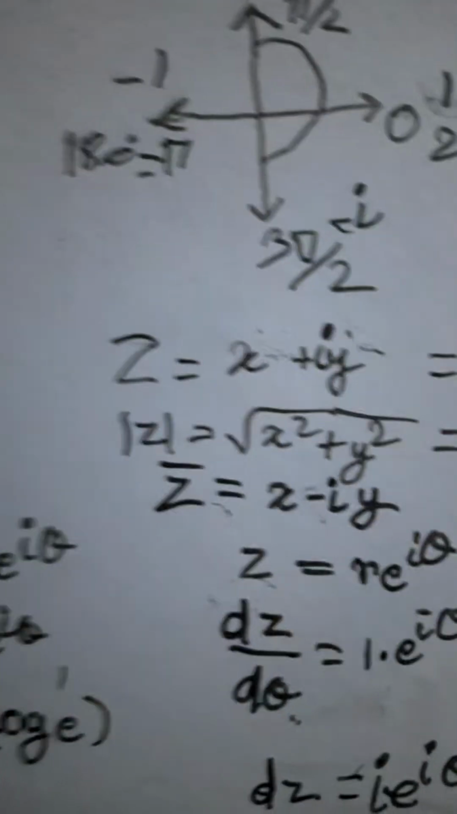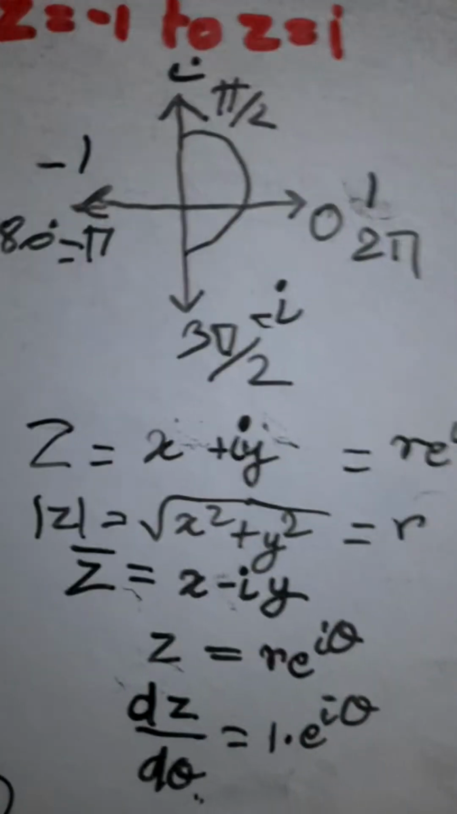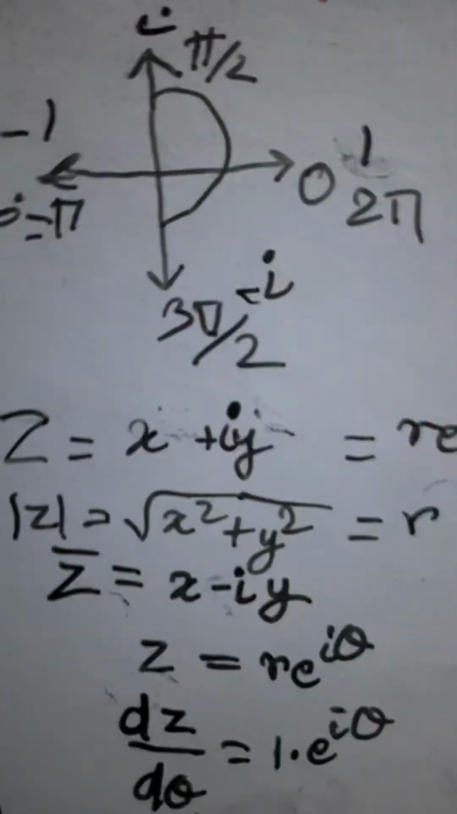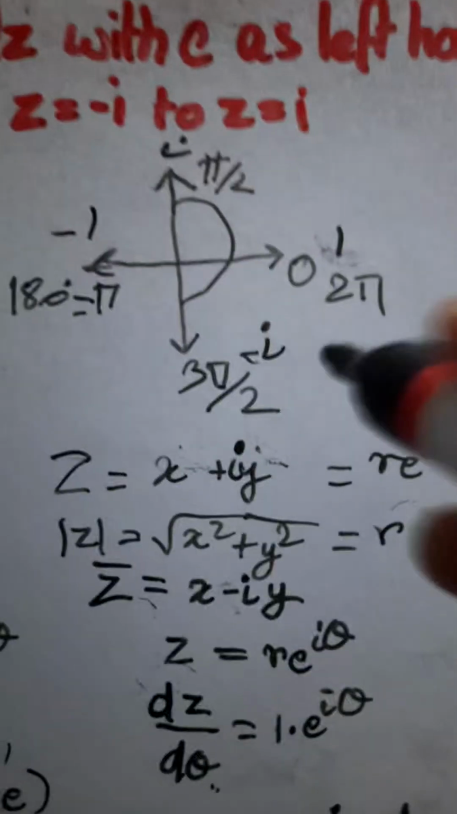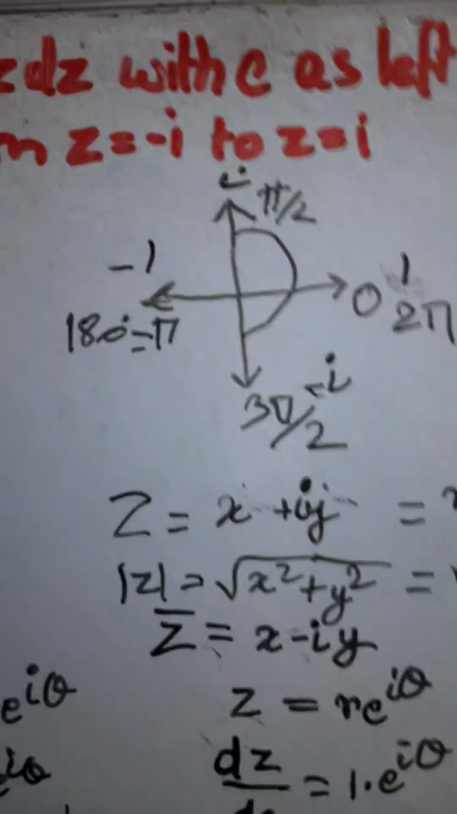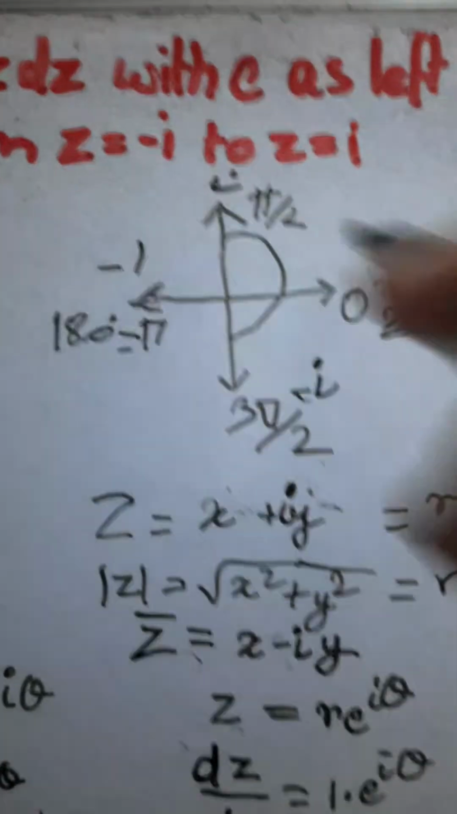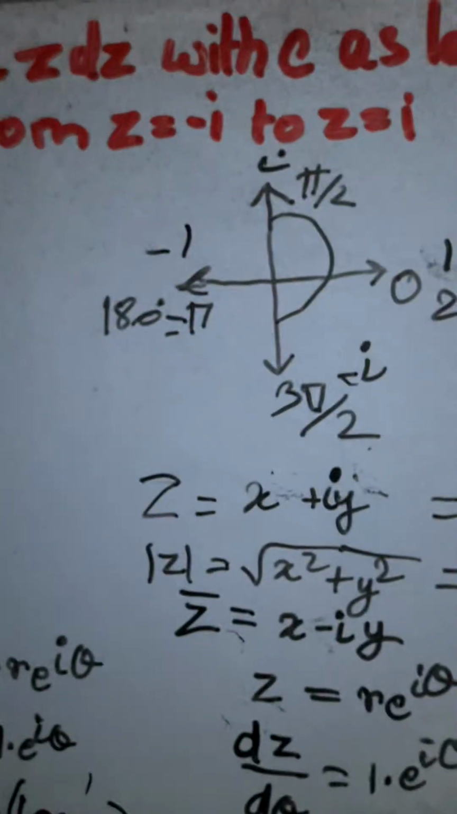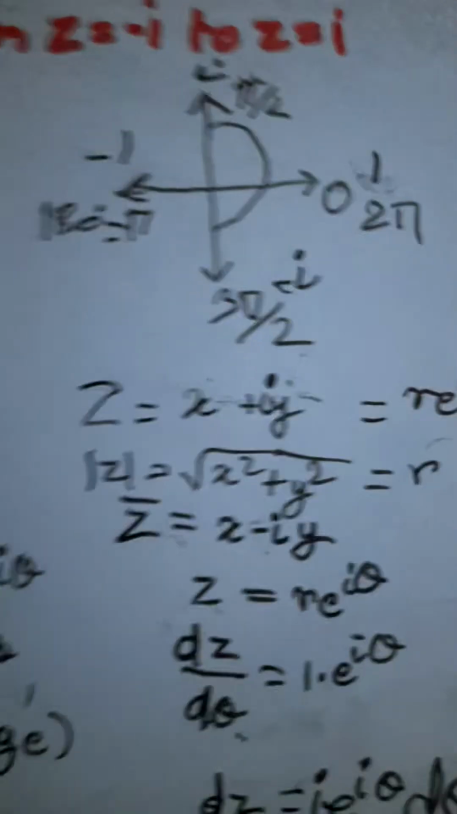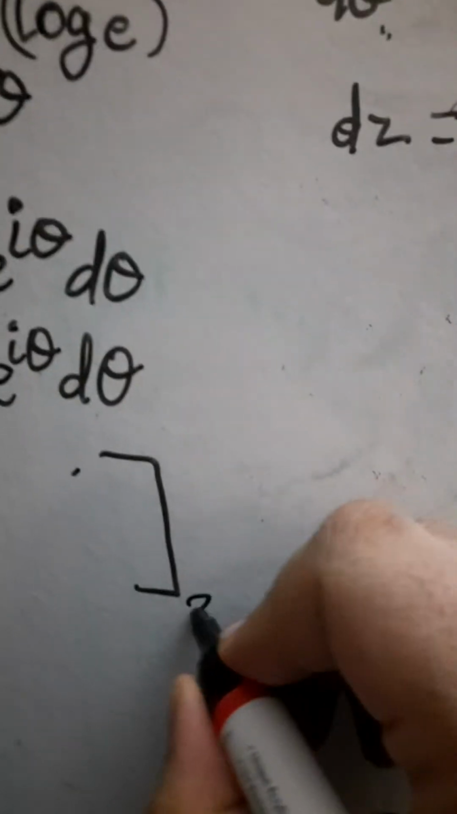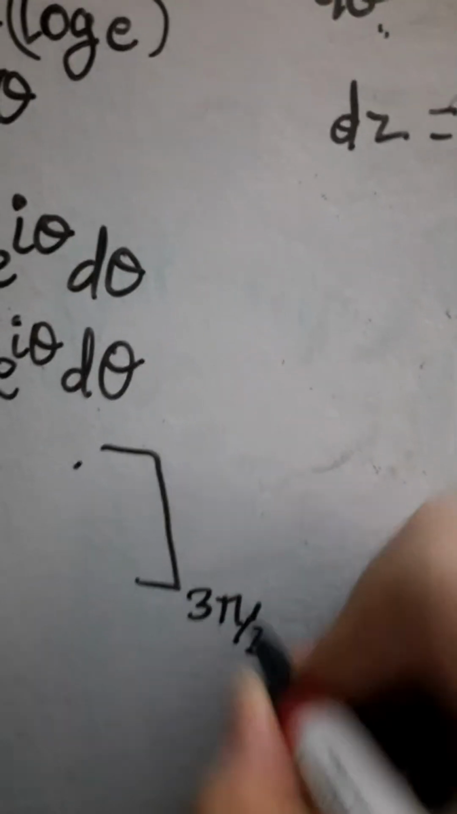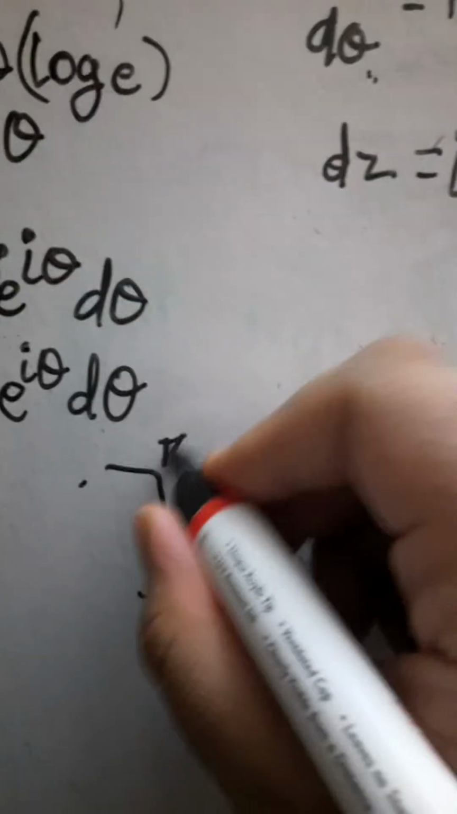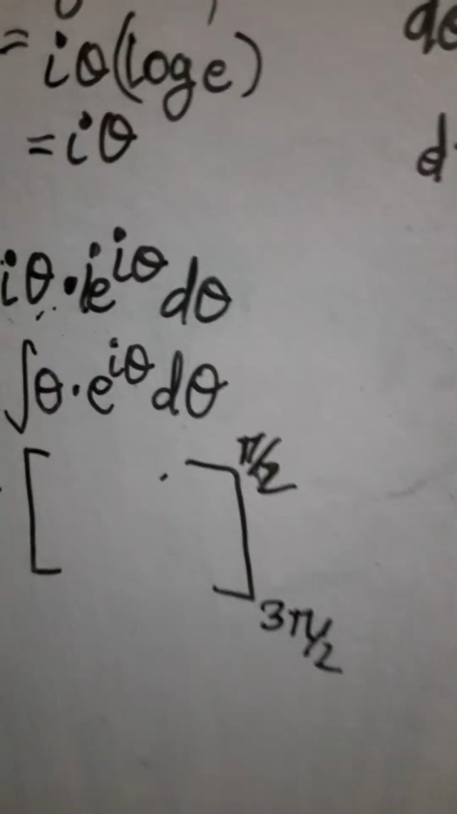So you have to look at the corresponding angles, because we are taking theta here, so we can take angles here, theta is an angle, we can only replace it with angles. So what angles do we have corresponding to i and minus i? 3 pi by 2, pi by 2, simple. Now minus i means 3 pi by 2 to pi by 2. This is the limit we have, so I would write the limits here, 3 pi by 2 to pi by 2.